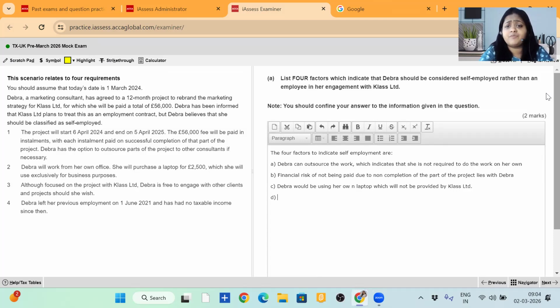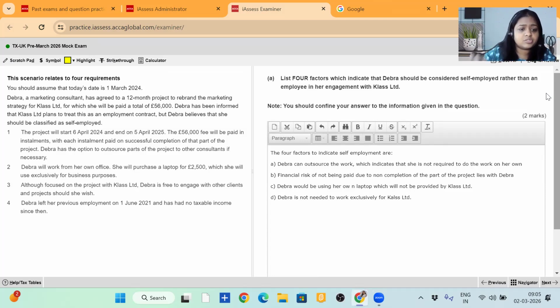Number four, you just have to write 4 points, so don't take the pain of writing 5 points. Although focused on the project with Class, Deborah is free to engage with other clients and projects she wishes to. So she doesn't have to work exclusively for Class, right? Deborah is not needed to work exclusively for Class Limited. Done, and you get your 2 marks.